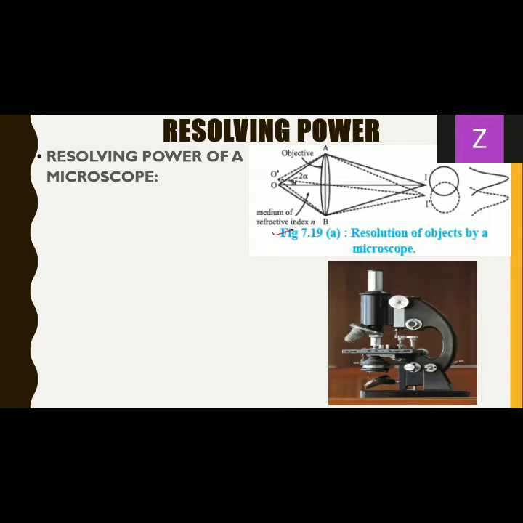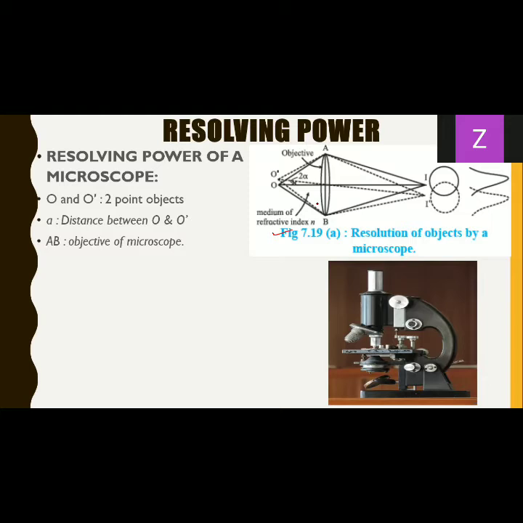What we have over here, we consider 2 point objects O and O dash, which are separated by the distance A between them. Okay, so this is one point object O dash, another point object O. What is the separation between them? It is considered as A. AB, this is one lens. It acts as the objective of the microscope.